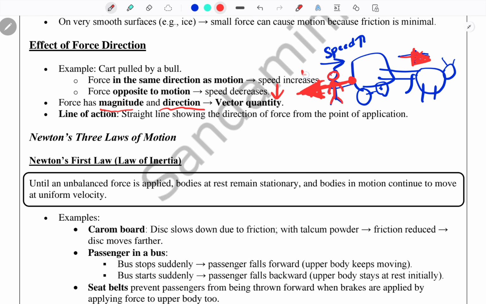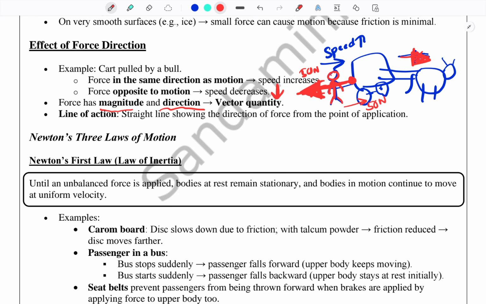If you apply 50 Newton in this direction, the speed is decreasing like this. But if you apply the same 50 Newton in this direction, you are supporting the motion, helping the cart move in the bull's direction. Then the speed increases. But if you pull against the direction of motion and give a force in the opposite direction, the speed decreases. That is basically the theory behind this.